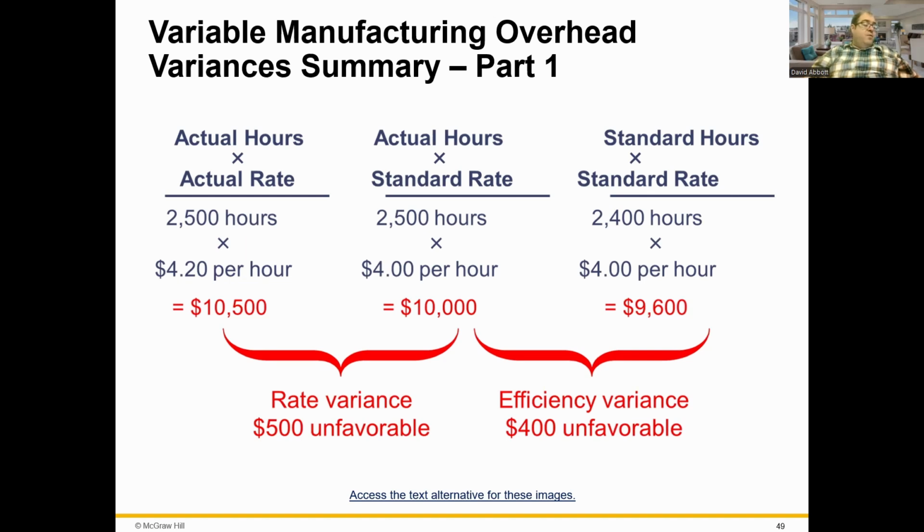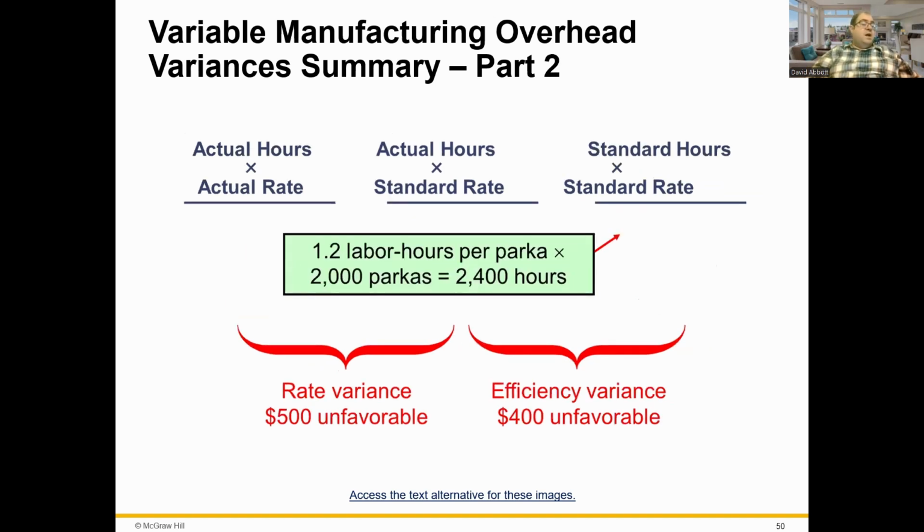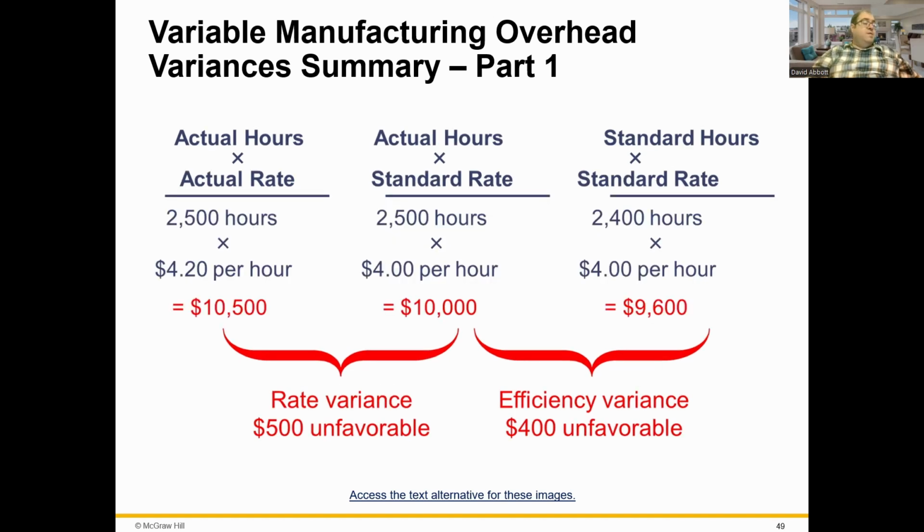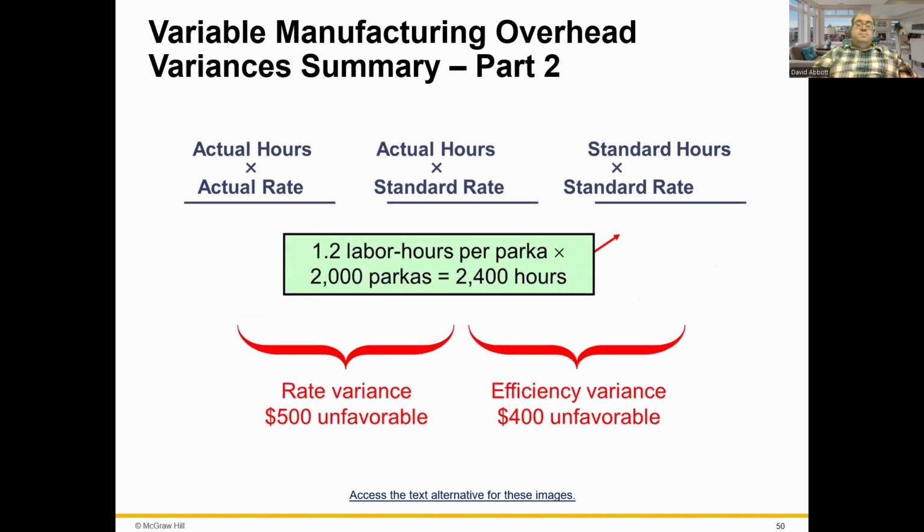The variable overhead efficiency variance is defined as the difference between the actual activity of the period and the standard activity allowed, multiplied by the variable part of the predetermined overhead rate. It's $400, which is unfavorable. So the amount that was spent is more than the amount that should have been. And the efficiency variance is labeled unfavorable because the actual quantity of the activity, which is labor hours, exceeds the standard quantity of labor hours by 100 labor hours, 2,500 hours instead of 2,400 hours.